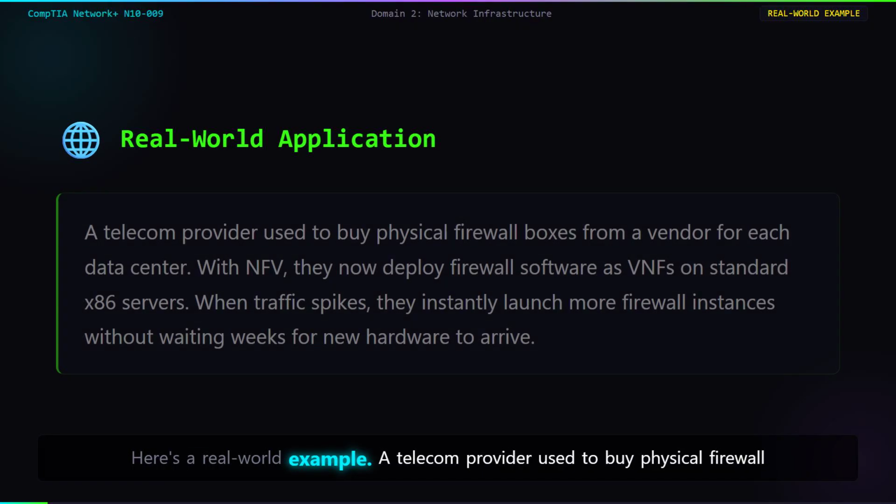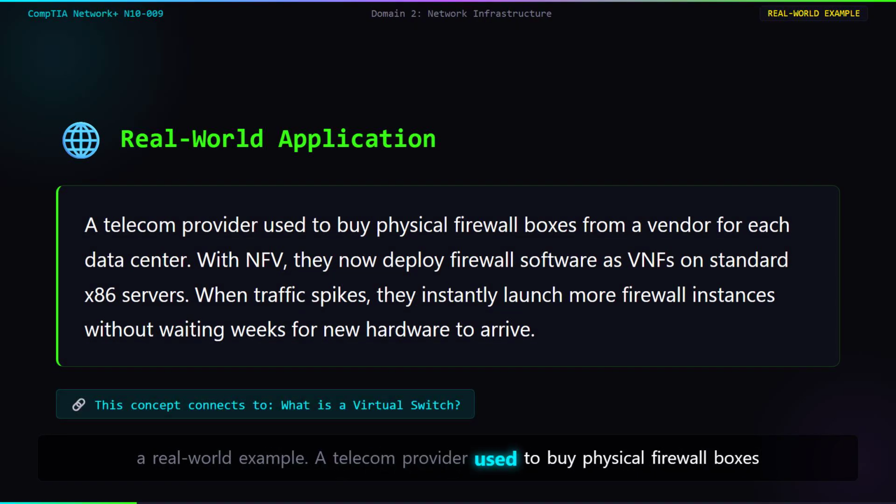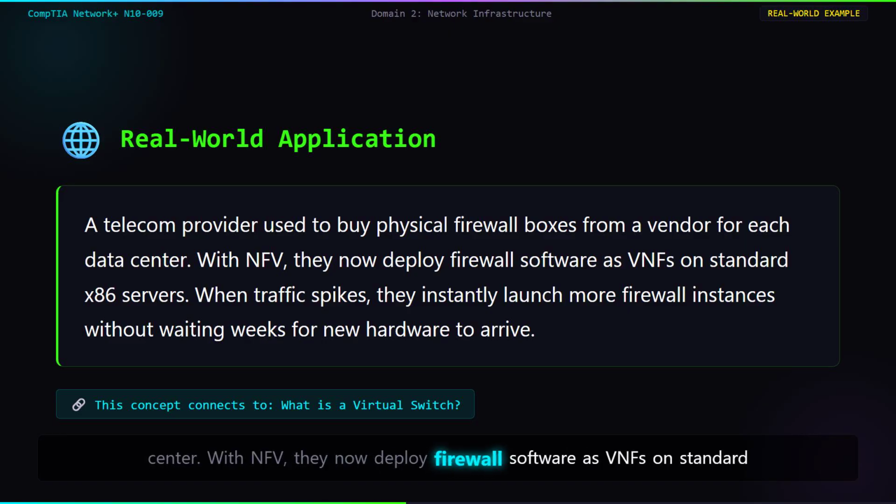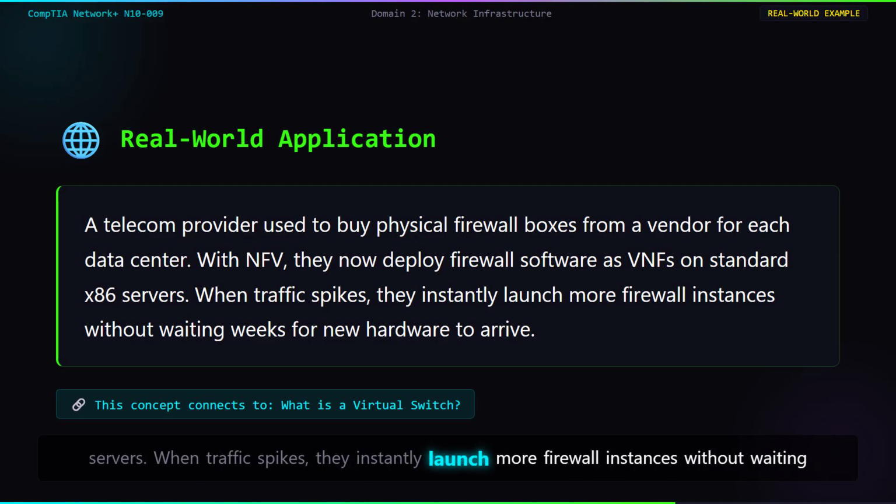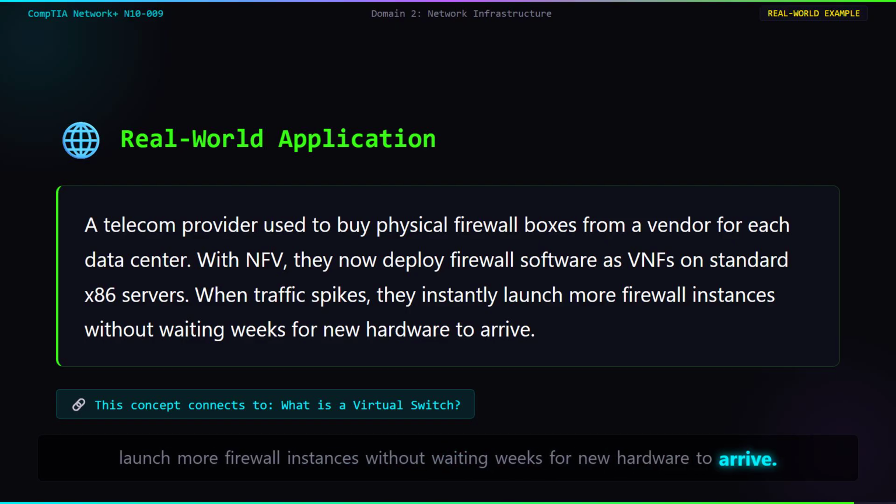Here's a real-world example. A telecom provider used to buy physical firewall boxes from a vendor for each data center. With NFV, they now deploy firewall software as VNFs on standard x86 servers. When traffic spikes, they instantly launch more firewall instances without waiting weeks for new hardware to arrive.